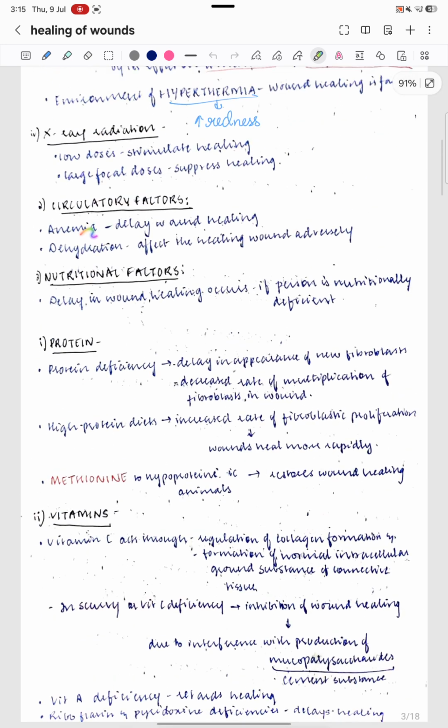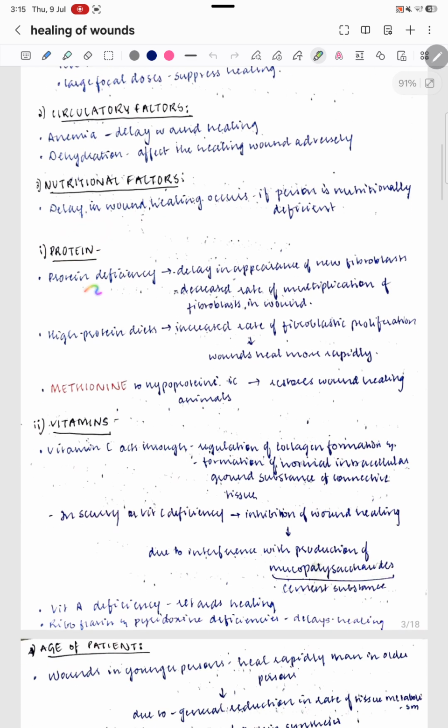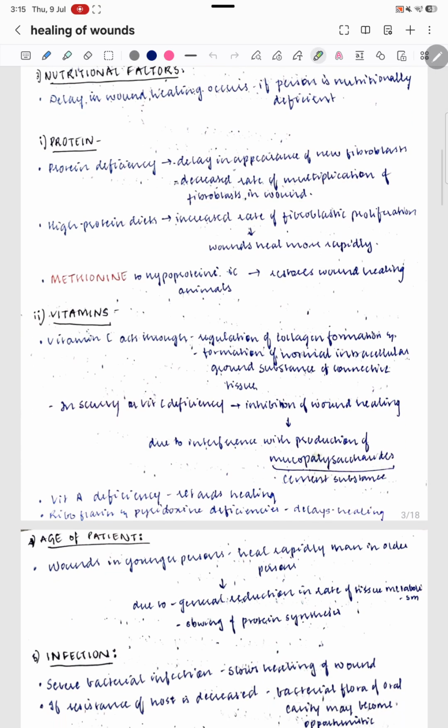First is your protein. If protein deficiency is there, there is a delay in appearance of new fibroblasts, which then decreases the rate of multiplication of fibroblasts. Then there is methionine, that is hypoprotein, which restores wound healing. So methionine is a protein which restores wound healing.